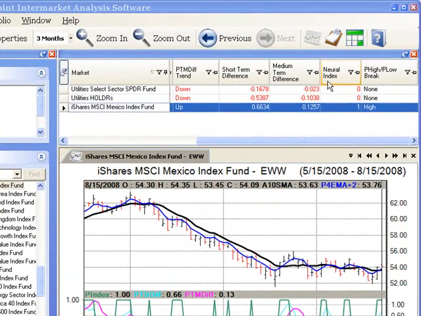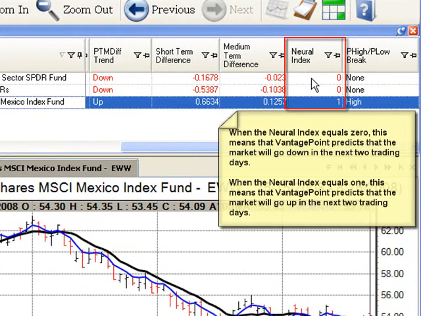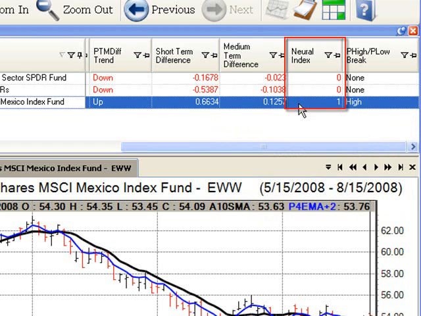The neural index value can also confirm the uptrend or the downtrend. For example, a neural index of 0 means that VantagePoint predicts that the market will go down within the next 2 trading days. A neural index equal to 1 means that VantagePoint predicts the market will go up within the next 2 trading days. And again, this is another way to confirm the predicted up or down trend.